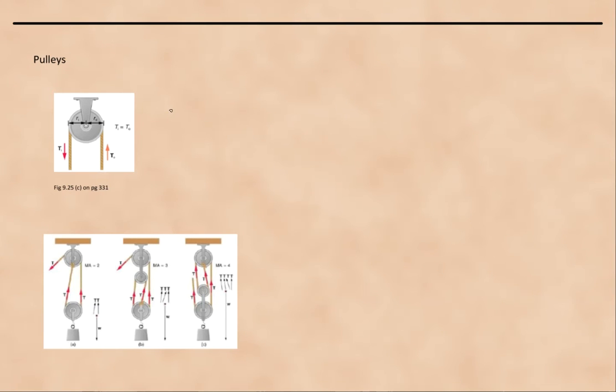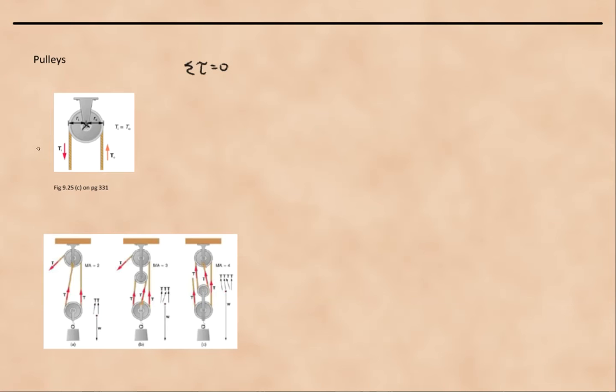Another common machine is the pulley. First of all, we'll take a single pulley. We have a rope going over the wheel of the pulley. In this case, the tension in the rope on the right-hand side and the tension in the rope on the left-hand side are the same. The distances to where those tensions are applied from the pivot point are both the same. And so the equilibrium condition here is again that the torques have to add up to 0.